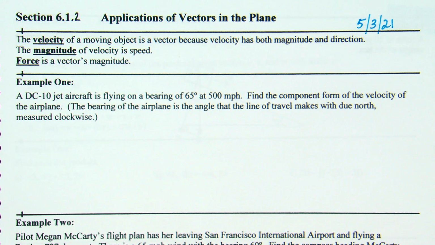A DC-10 jet aircraft is flying on a bearing of 65 degrees at 500 miles per hour. Find the component form of the velocity of the airplane. Now, notice what it says in parentheses, though. The bearing of the airplane is the angle that the line of travel makes with due north measured clockwise. So in all honesty, that's the confusing part of the problem, is how to measure. Because notice it says the angle it measures with due north measured clockwise.